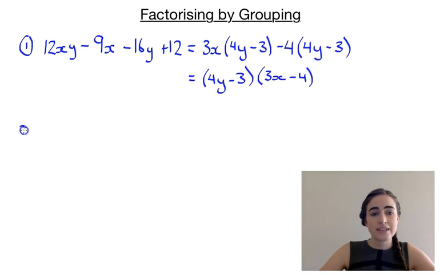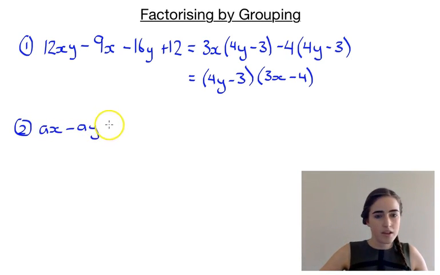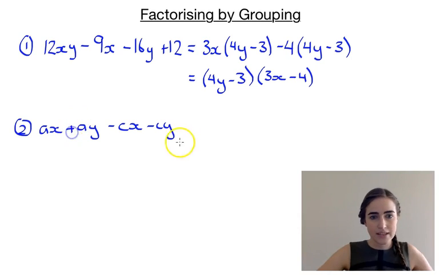Let's have a look at a second example. So in this one we've got ax minus ay minus cx minus cy. Oops, sorry, that should be a plus there. Okay, in this one, if we look at our first 2 terms, we've got an a as a common factor, and we'll be left with x plus y.